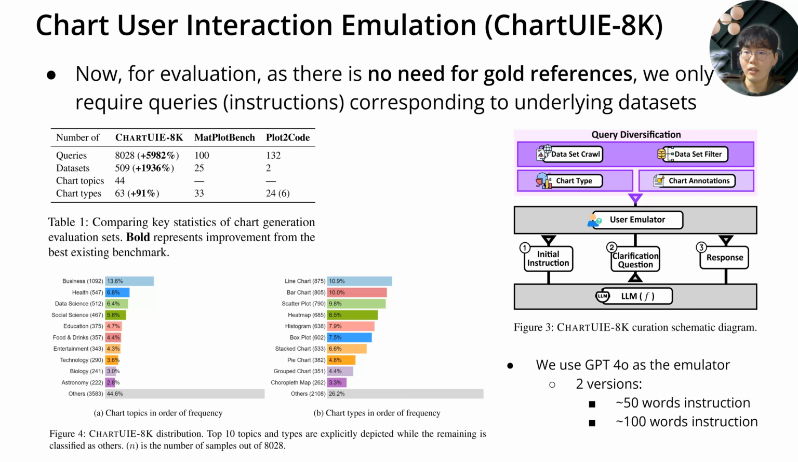In stark contrast, our Chart UIE dataset embodies a variety of queries, underlying datasets, chart topics, and types. We crawl datasets used for data visualization and filter for appropriate licenses. Finally, we leverage GPT-4o as a user emulator to generate queries with diverse and appropriate chart types and annotations.